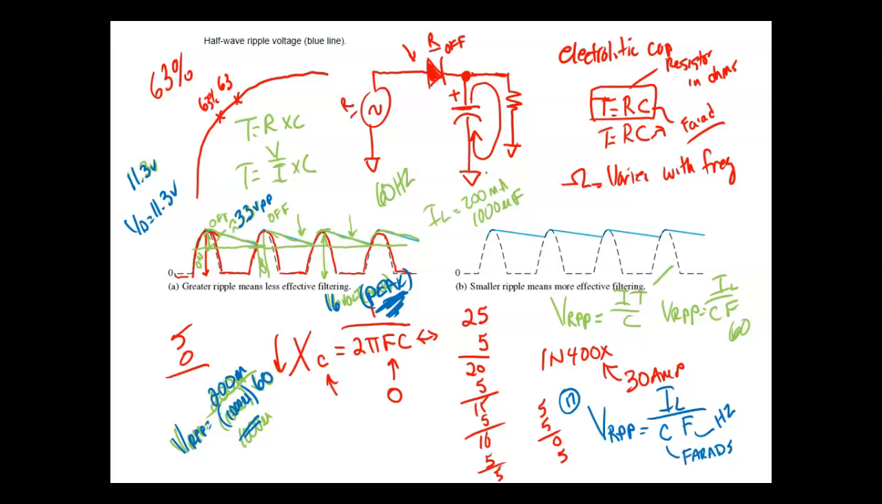So regulated means it's constant, right? Unregulated means it's going to vary with load. Because look at the formula right here. This part right here has the current of the load, and it's on top. So if the current of the load goes up, then my ripple voltage goes up, and if the current of the load goes down, my ripple voltage goes down.